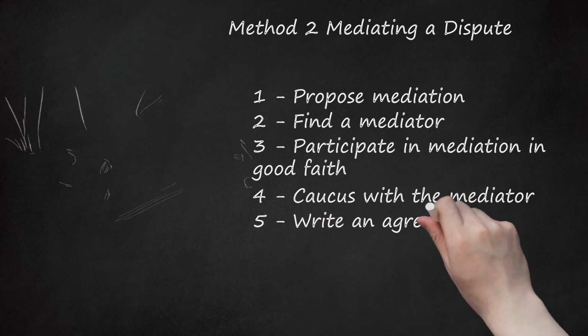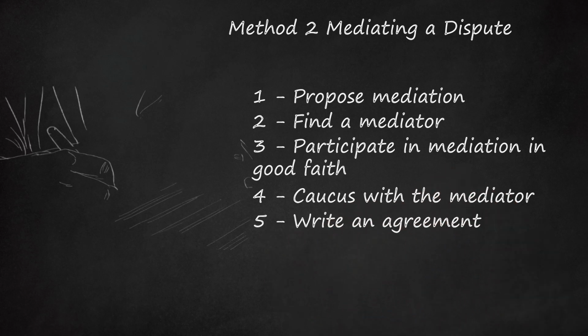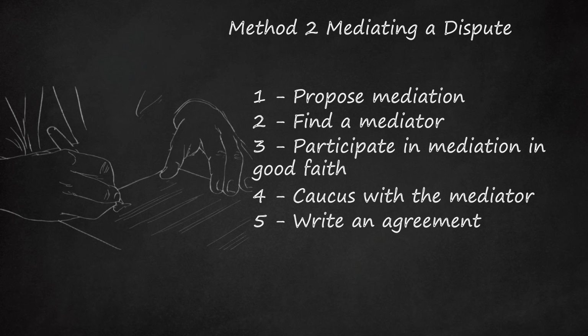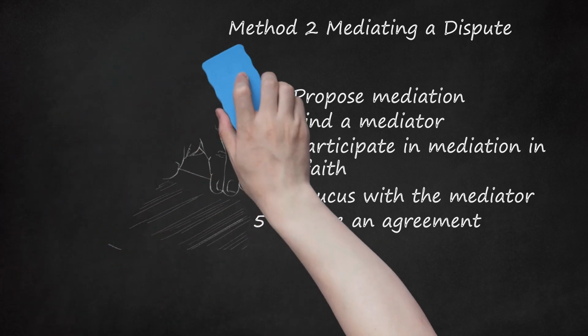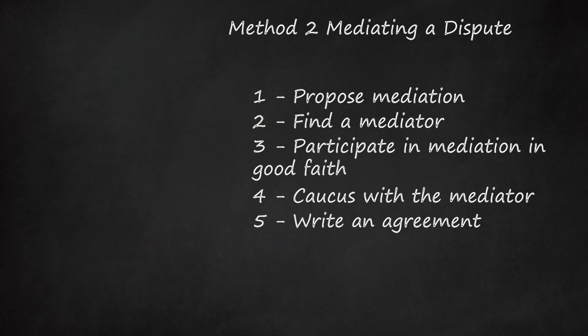5. Write an agreement. You should document any agreement you reach with your landlord. For example, if you agree to a new lease, then you should write it out. Your mediator can help you write an agreement. Both you and your landlord should sign. Keep a copy for your records.